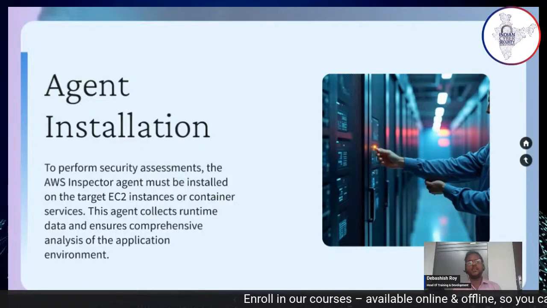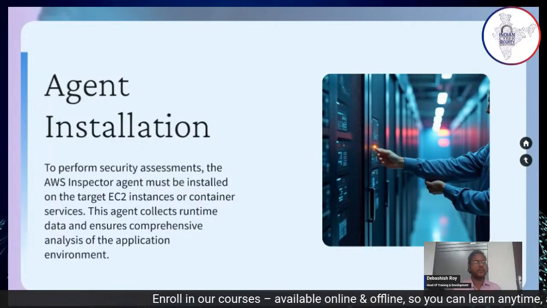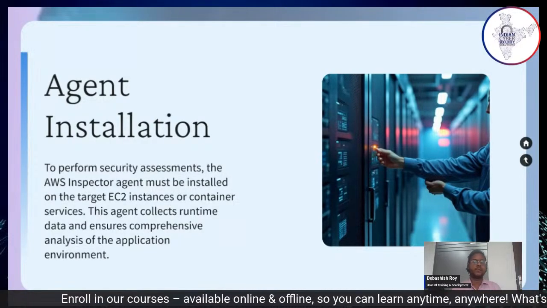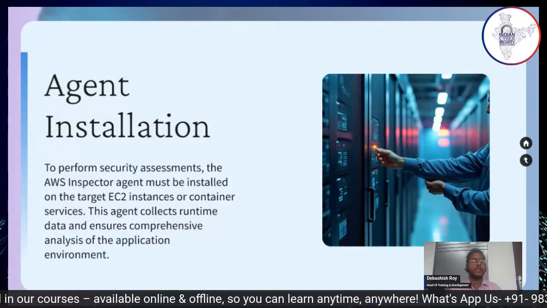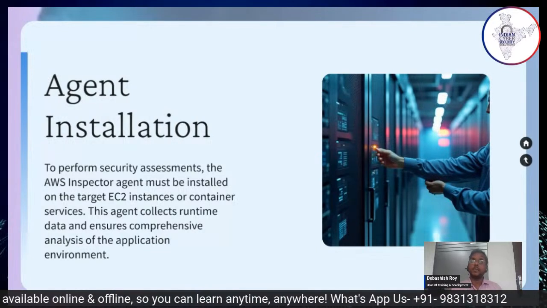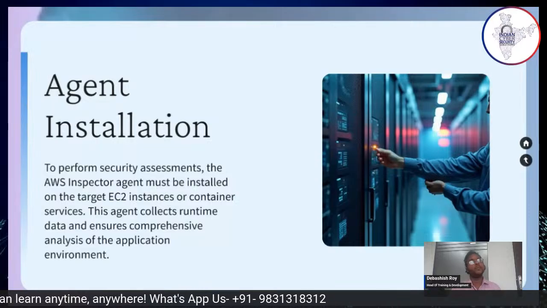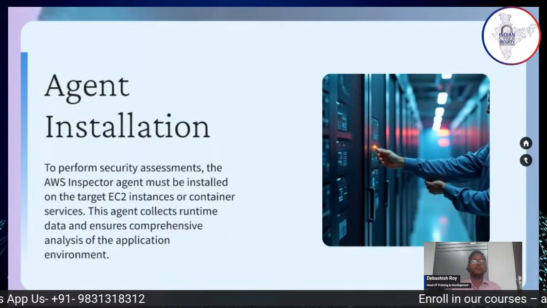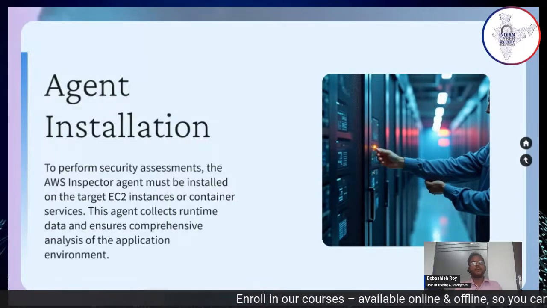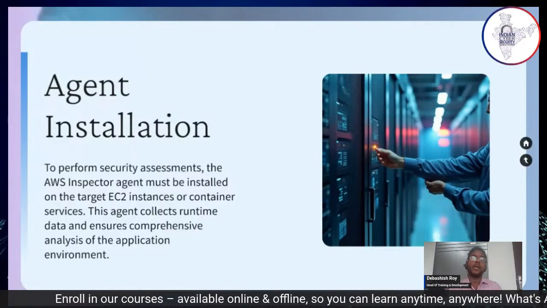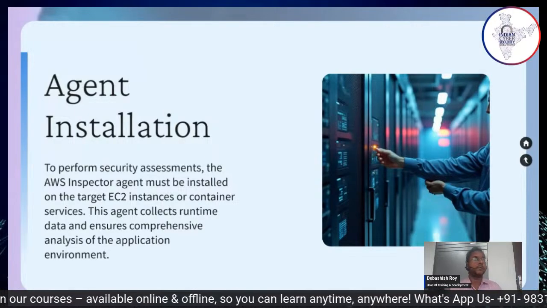Next is agent installation. Second is to perform security assessments. The Inspector agent must be installed on the target EC2 instance or the container. So, let's say you are installing it on the EC2 or Docker container, you have to install the AWS Inspector agent on that. And this agent collects runtime data and ensures a comprehensive analysis of the application environment. So, it actually gathers the data and then it evaluates the security policy.